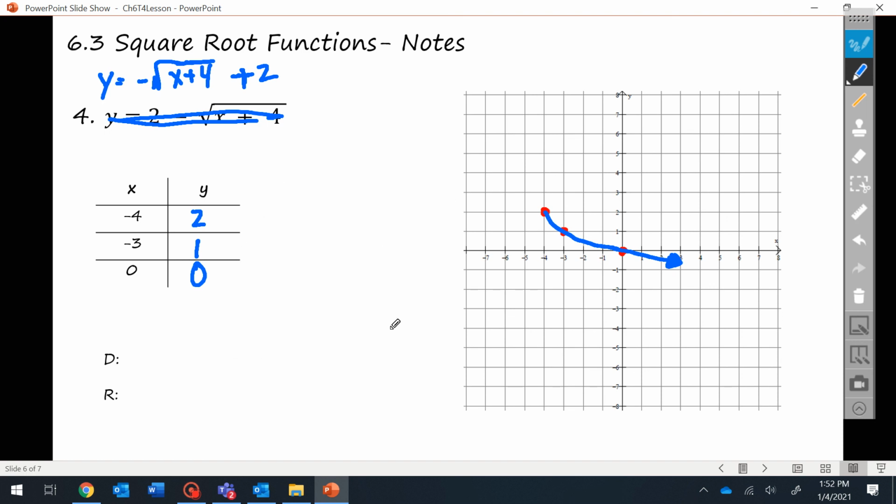So our domain, the lower boundary on the domain is negative 4, because that's the lowest x value, and it goes to infinity. And the range actually has an upper boundary, not a lower boundary, because the arrow is pointing down, so there is no lower boundary. But the upper boundary on the range is right here at 2. And those are our square root functions.